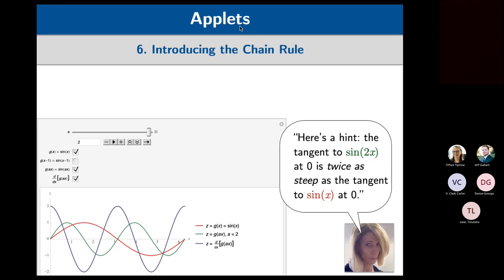Then I show them. If they want a hint, I mention that the tangent at 0 to the sped up sinusoidal is twice as steep. And we do a little work to prepare the way for this. So this is not all brand new material, with the tangent lines and so on.